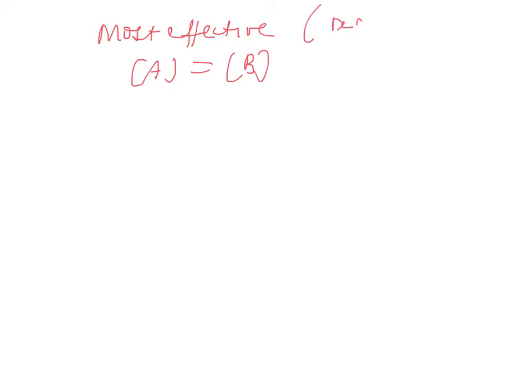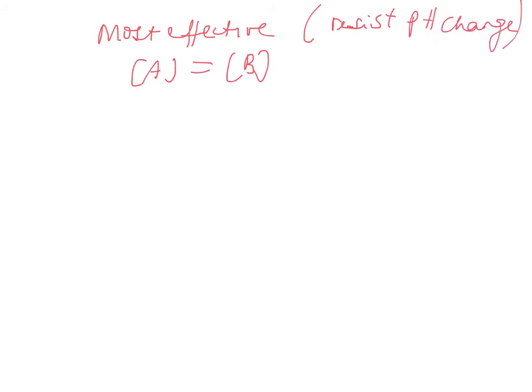Now, I think I said this in class as well, a buffer is most effective when the concentrations of the weak acid and the conjugate base, the acid and the base, are equal. That is when the buffer is most effective. An effective buffer means that the resistance will be higher. It will resist pH change.